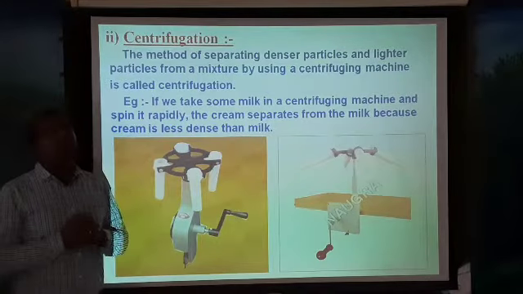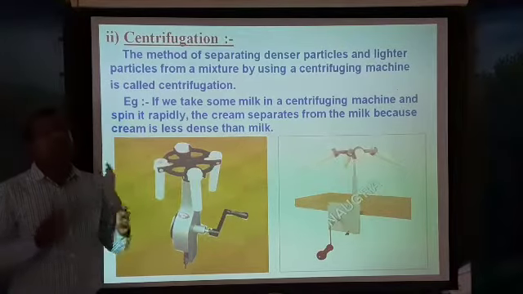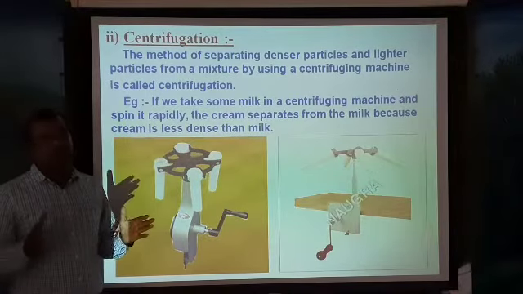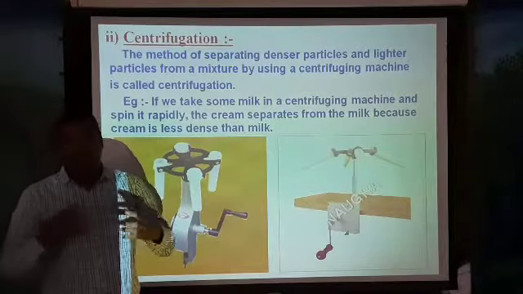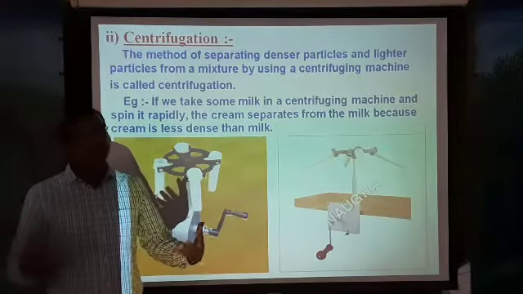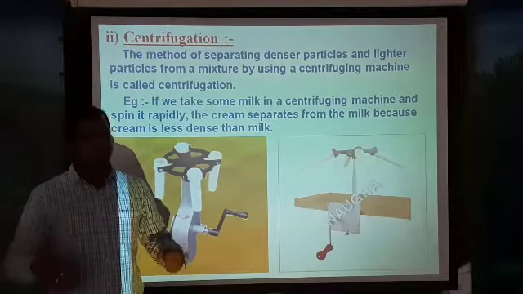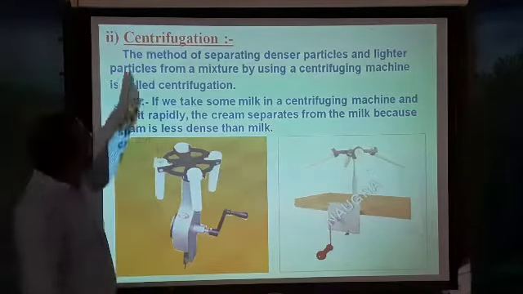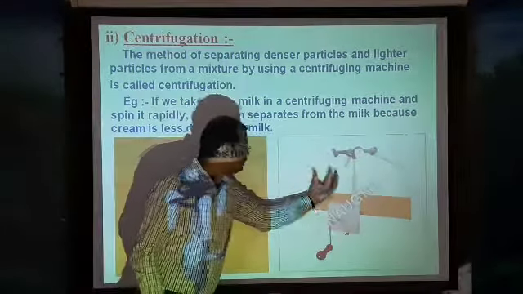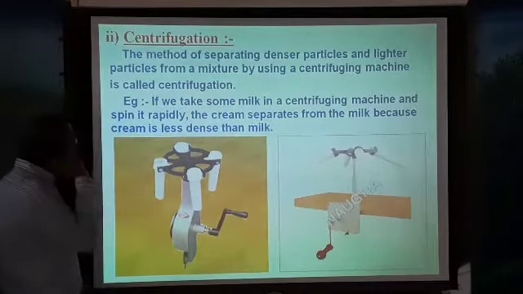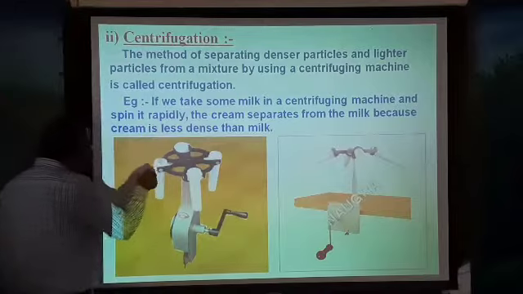So what is actually centrifugation? By this method, the denser particles and lighter particles get separated. Denser particles means heavier particles. We can separate the lighter particles and denser particles from the mixture by using a machine called a centrifuge. This is a centrifugation machine, and this is also one example of a centrifugation machine. Have you seen the slots here? We have slots in which we will keep the tubes.